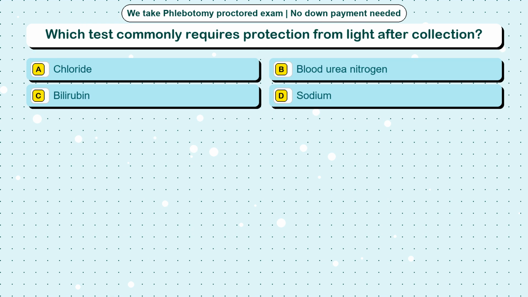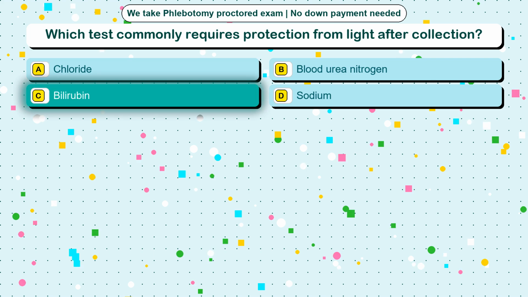Question 69. Which test commonly requires protection from light after collection? Option A, chloride. Option B, blood urea nitrogen. Option C, bilirubin. Option D, sodium. The correct answer is option C, bilirubin.